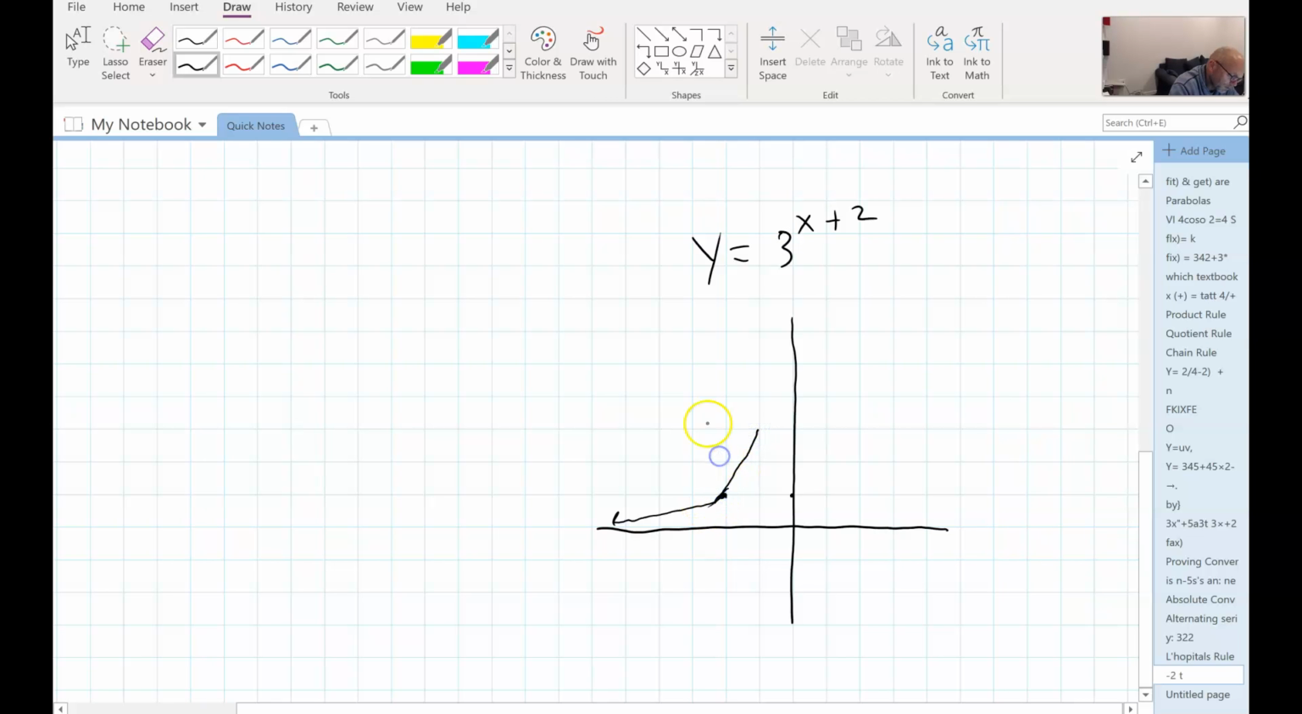Oops, that should be curvy, sorry. Let me redraw that. Come up like this. And from 3 above, it should go to 9 above. 3, 4, 5, 6, 7, 8, 9. So it'll be a lot steeper. Okay?